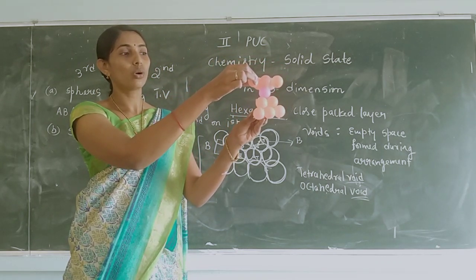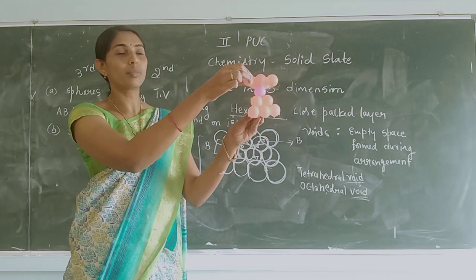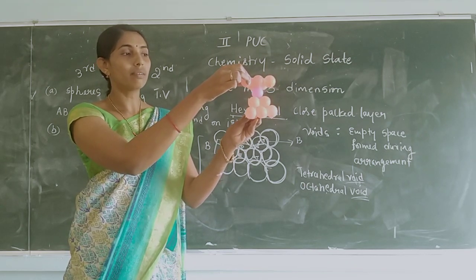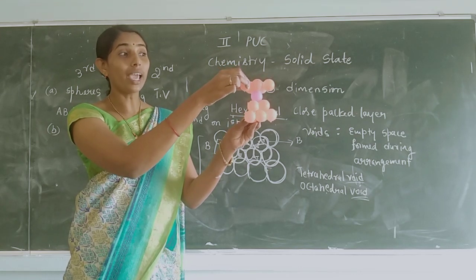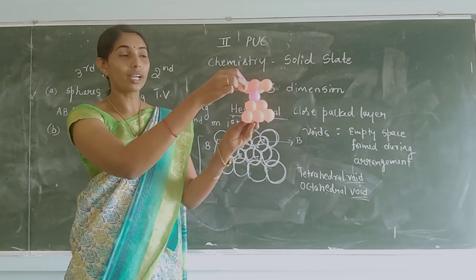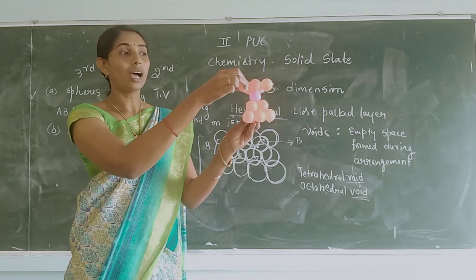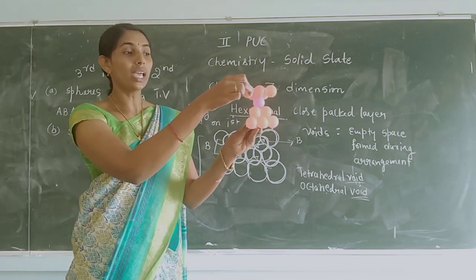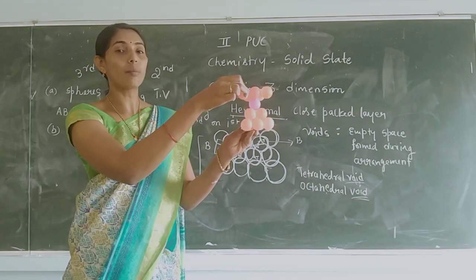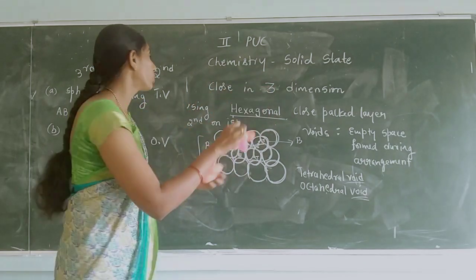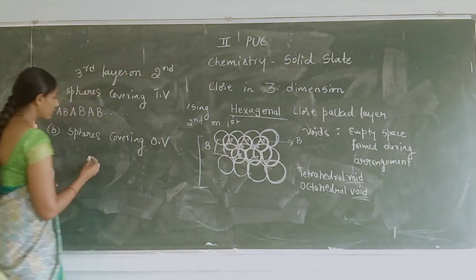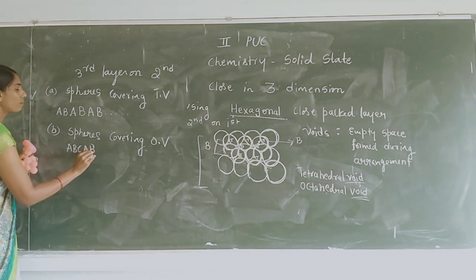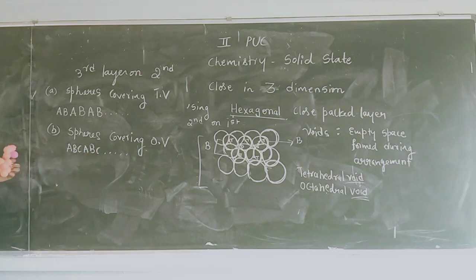Okay. So here what pattern repeats there? First one is A, second one is B, third one is C. Again A, again octahedral void B, again octahedral void with a sphere, that is C. So ABC pattern repeats. So therefore the spheres covering the octahedral void, their ABC pattern repeats.